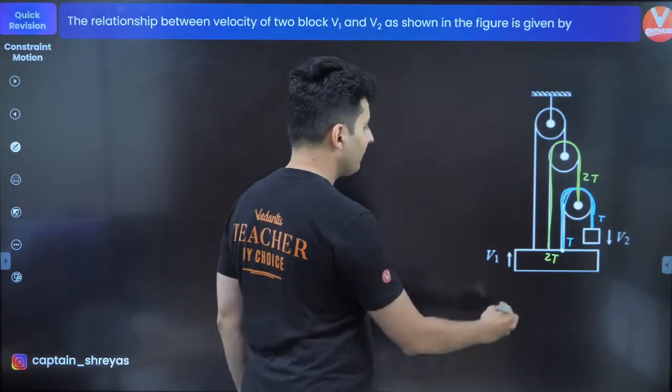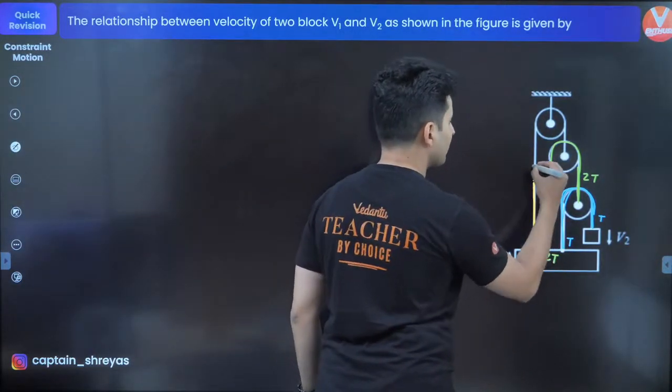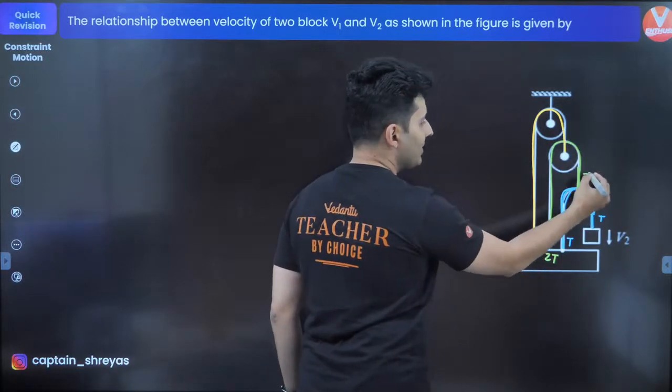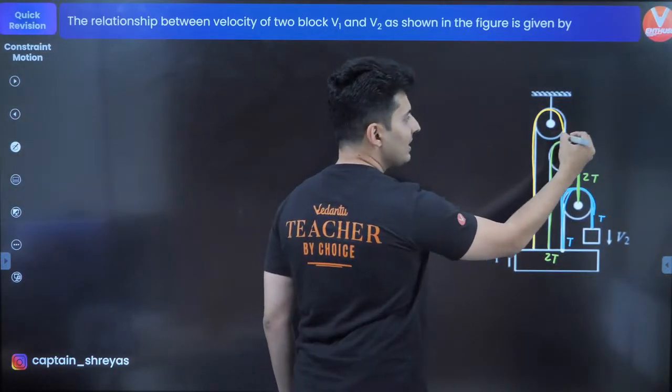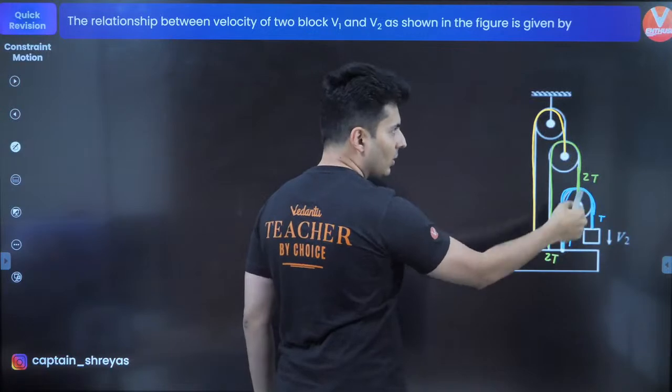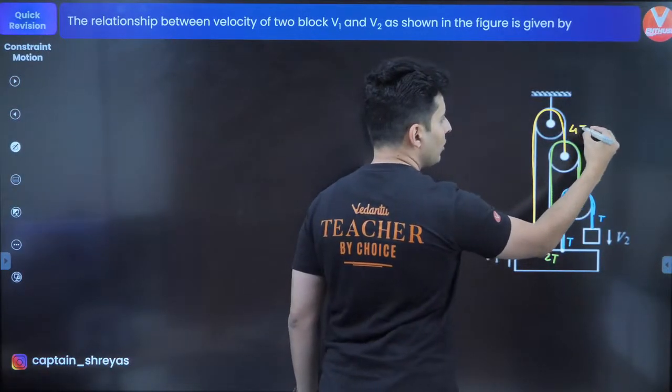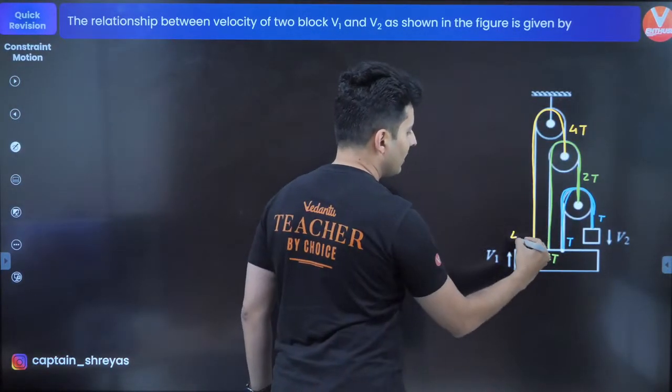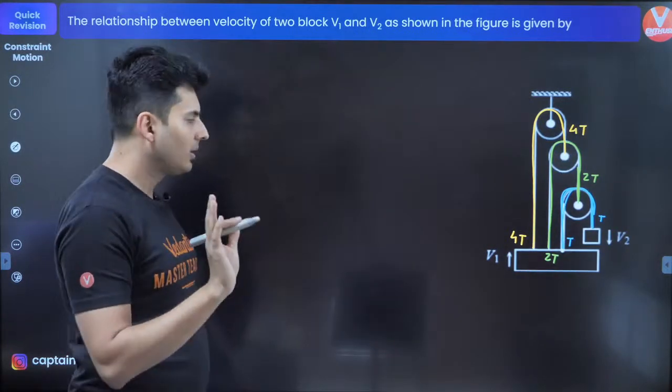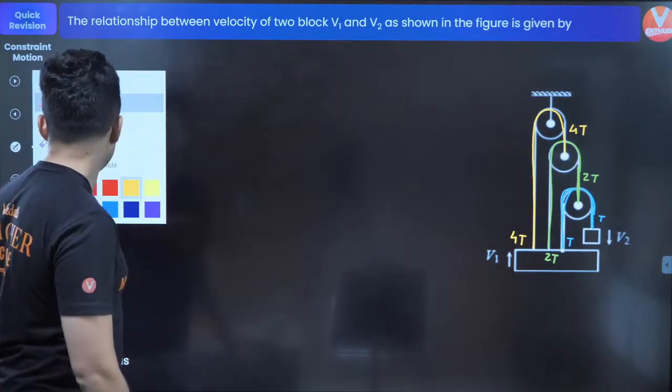Lastly, you have over here this string connected over here. If this is 2T, this is 2T, how much will this be? 2T plus 2T down will be balanced by 4T over here. So the same 4T will continue over here. Fair enough? Okay. Now, what did I tell you?